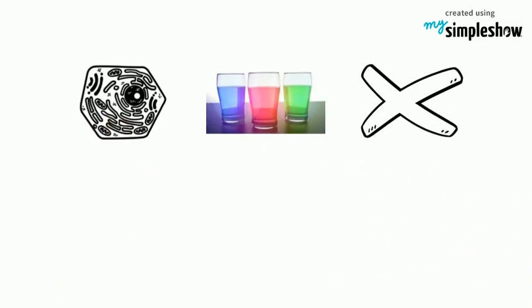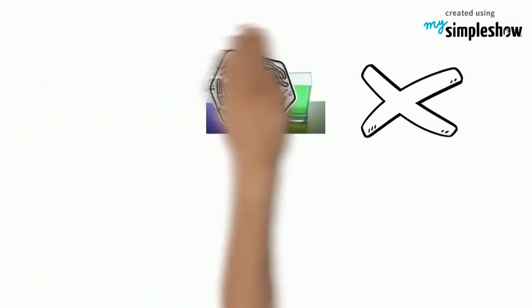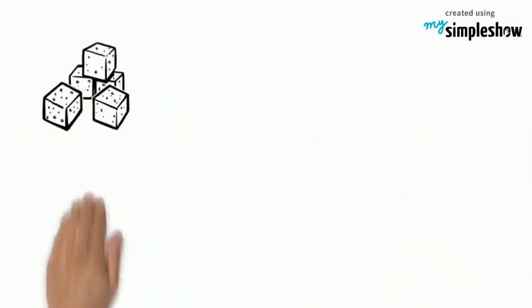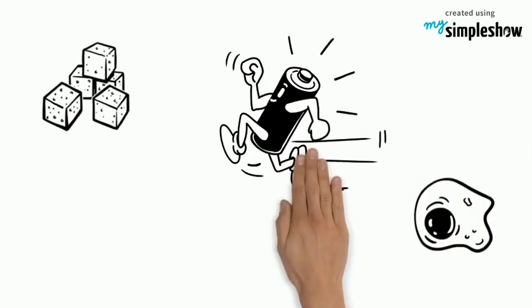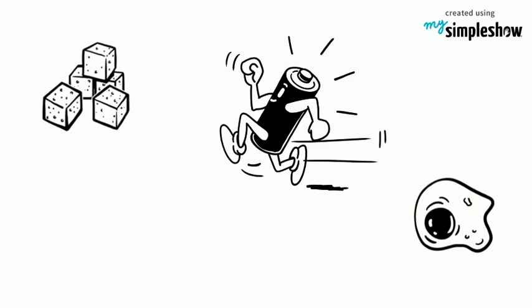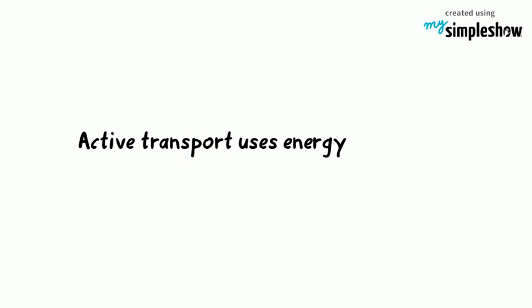Sometimes the concentrations are wrong. Maybe the cell needs a lot of something. Sugar is something cells need a lot of. Maybe the cell needs more, but the concentration outside of the cell is lower than inside the cell. If the cell wants to move more in, it's going to require energy and a helper protein. This is active transport.